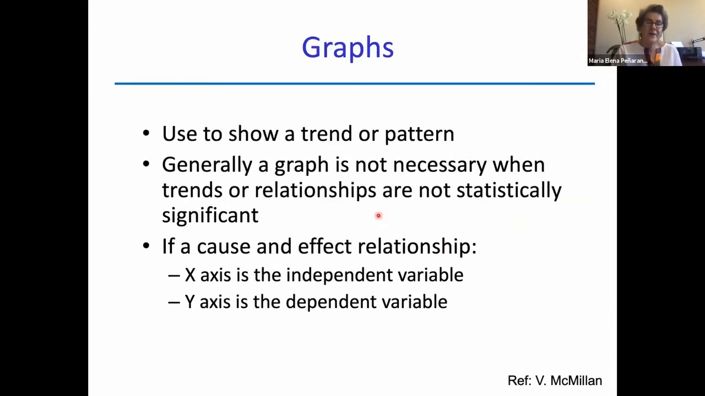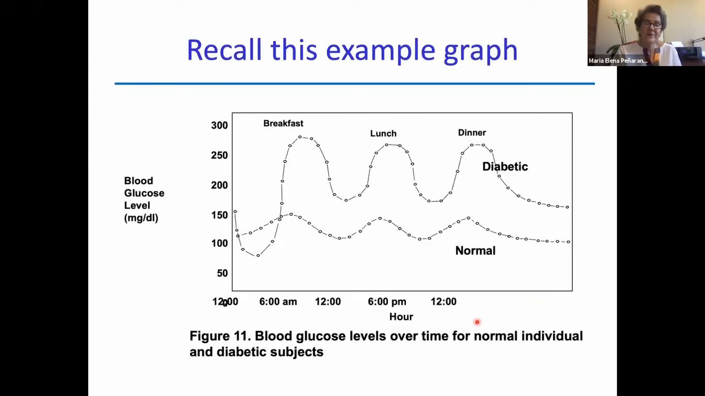So use the graph to show a trend or a pattern. Generally, a graph is not necessary when trends and relationships are not statistically significant. So that's when the analysis of your data is important. If there is a cause and effect relationship, so if it's a dependent variable, Y is dependent on X, then you do a graph. For example, this graph with the glucose levels is dependent on time and dose, and it compares the normal versus the diabetic person.